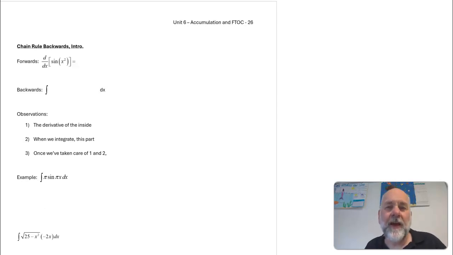Okay, this is page 26 of the Unit 6 notes, and this is just a little intro to the chain rule backwards. We're going to get to the chain rule backwards next class, but for today, we're just doing an intro, and we'll have a few homework problems that are based on this.